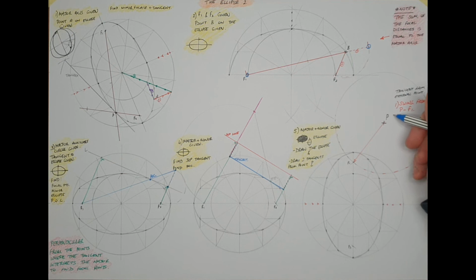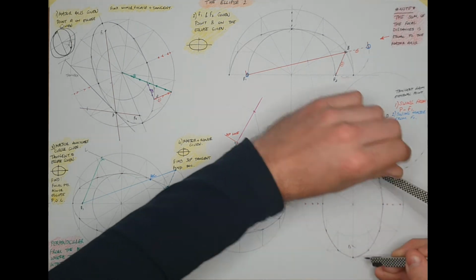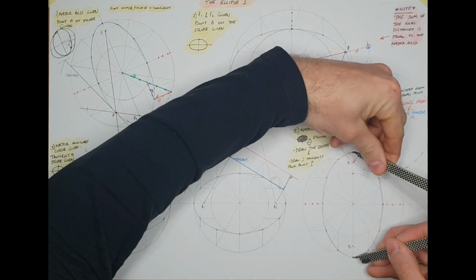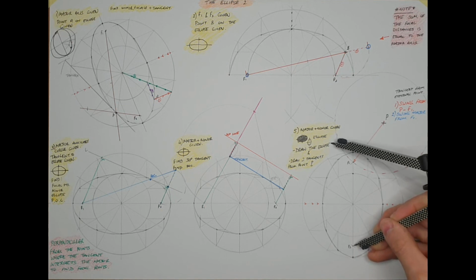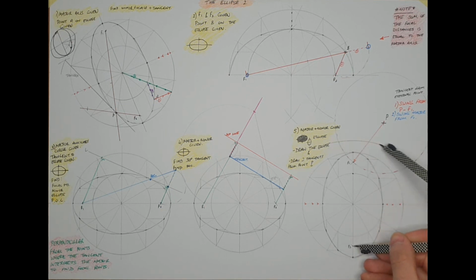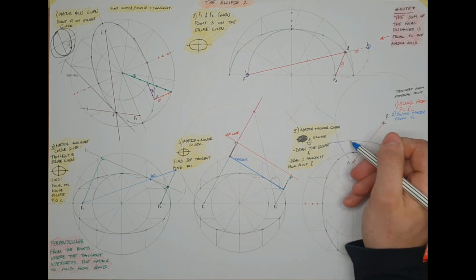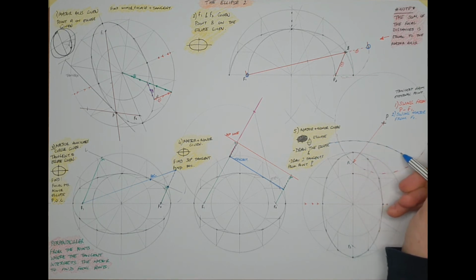Next, point number 2. Swing major from F2. So take the major axis, the full major now, not just the major radius, it's the major axis, from the second focal point. And there we go. And again, breaking my own rules. So swing them from the second focal point.